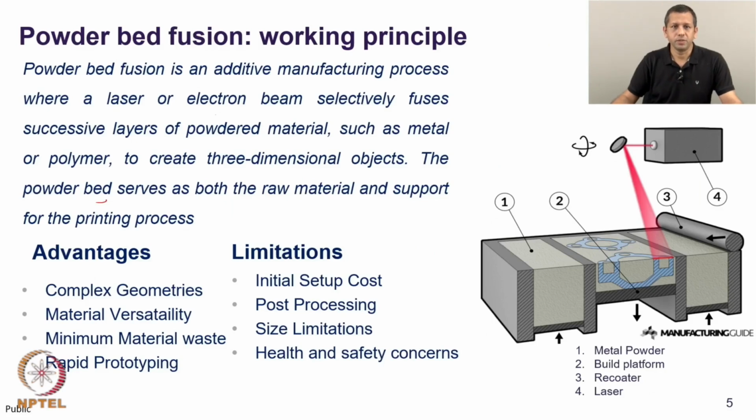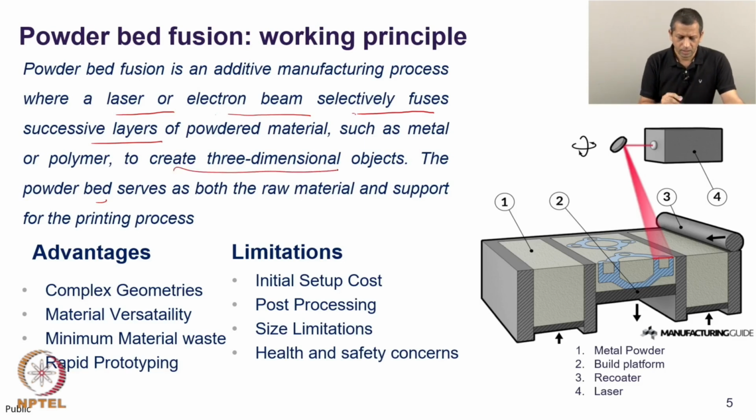So here is the working principle for powder bed fusion. In powder bed fusion, the material that we want to fuse in form of 3D object is spread on a build platform and it is melted using laser or electron beam selectively as desired and planned in a CAD file. The beam fuses successive layers of powdered material. Again, the material can be either metal or a polymer and thus we create a 3-dimensional object. The powder bed serves as a raw material because it has to be fused using a laser beam or electron beam. It also supports the part that is being built, right.